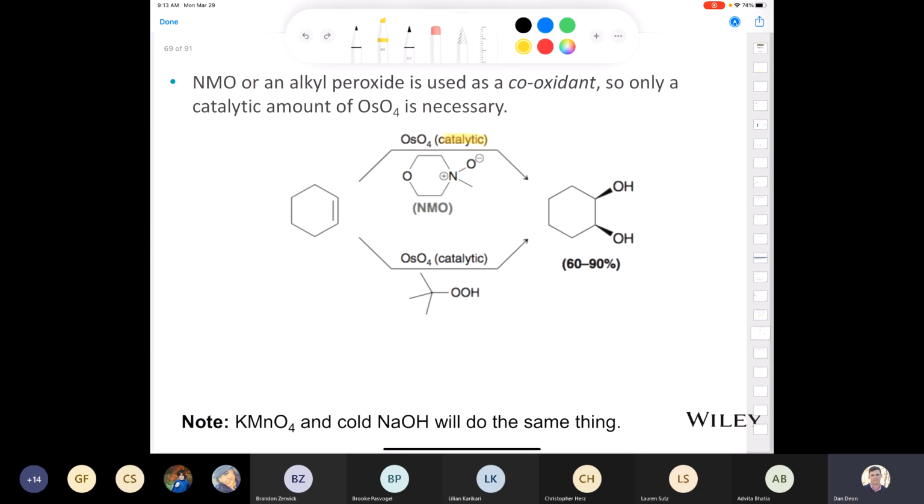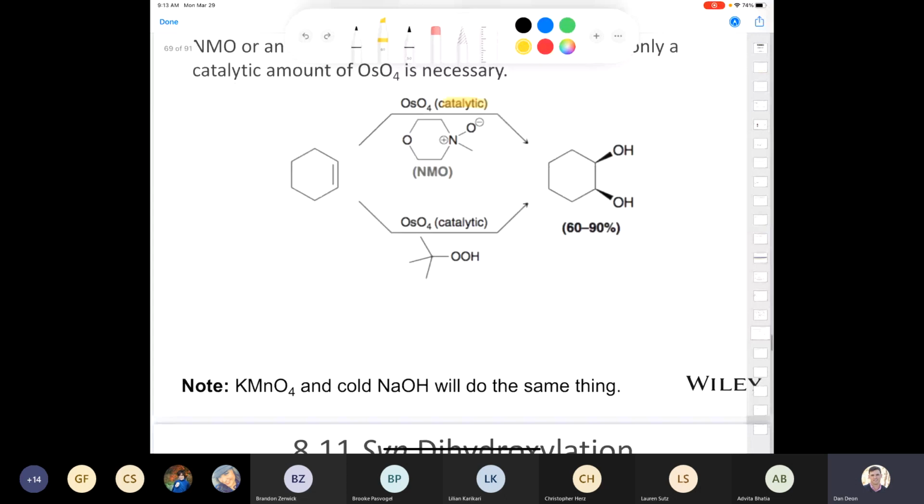NMO stands for N-methylmorpholine N-oxide. So this is called an N-oxide. That's a new functional group for you. I'll write the name out in the next lecture. But that works to basically recycle the osmium tetroxide over and over and over. There's also tert-butyl hydroperoxide. I've never used that in my life, but apparently that's a good way to do it as well. The benefit to these two is that they use a catalytic amount of osmium tetroxide because it's so dangerous.